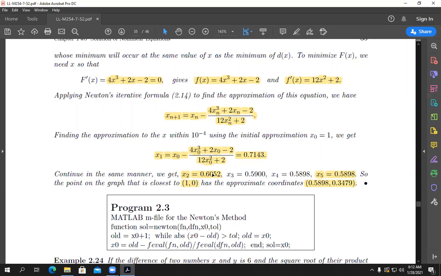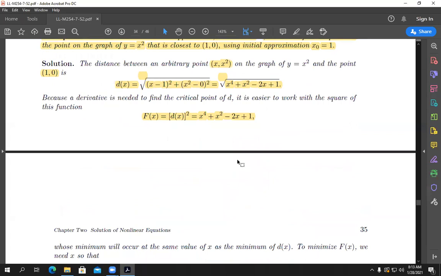Yes, doctor. How did you get the 0.3479? Is it the y? Which one? This one? No, you see the 0.5, which is x5. Which line you see, please? No, you see x5 equals to 0.5898. This one? Yes, and the y is equal to 0.3479, which is the point. Yeah, this is your x. So when you square this one, you have this one.